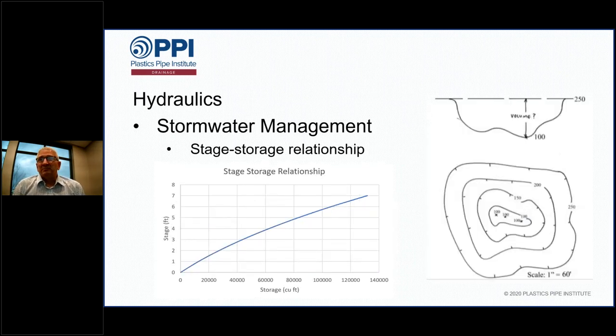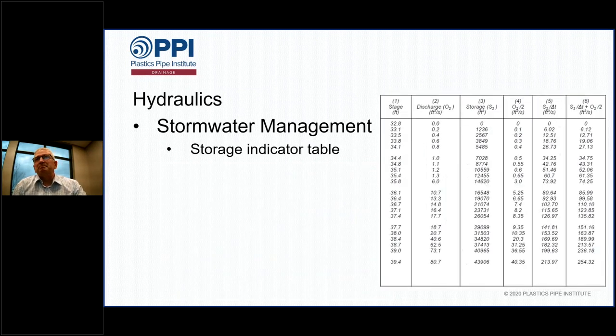Stage storage relationship. Well, this is pretty simple. This is how much storage do you have at any given stage? And you get it from the contours of your pond. So you just calculate and do end area calculations on the pond and you get your stage storage relationship.